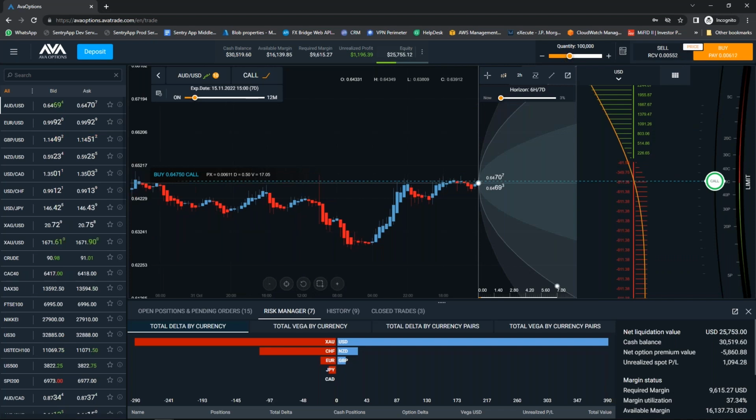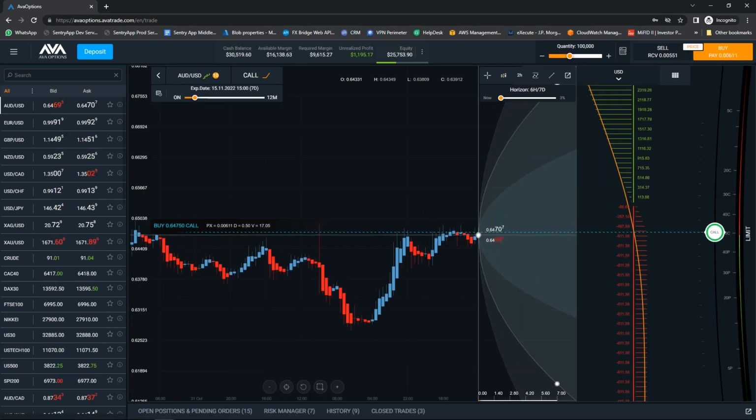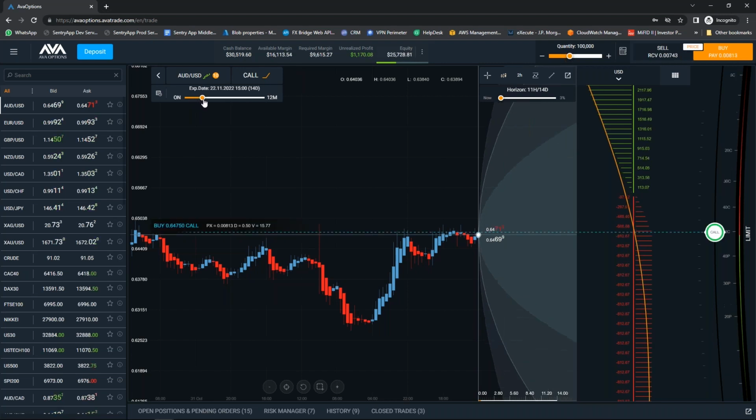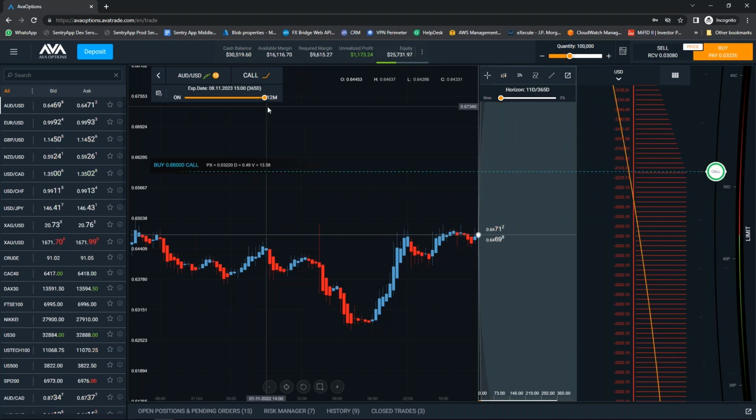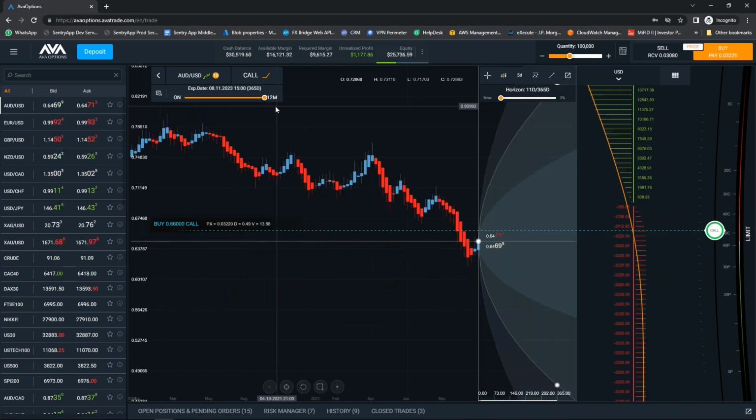Now let's talk about time. This is a 1-week option on the Australian dollar. The 1-week option at the money costs 61 pips, or $600 for an option on 100,000. If we change the expiration date and make it longer, the cost of that option goes up.